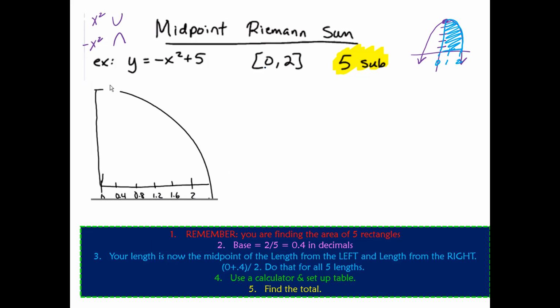So what you're going to do is, since it's between 0 to 2, you're going to do 2 minus 0, which is just 2, divided by 5, and that's going to give you 0.4. So that tells you your bases are going to be spaced at 0.4 sections or units for each of the bases. So here's what I have. 0 to 0.4, that's your first one. 0.4 to 0.8, that's your second one. 0.8 to 1.2, 1.2 to 1.6, 1.6 to 2, and then you stop right there.